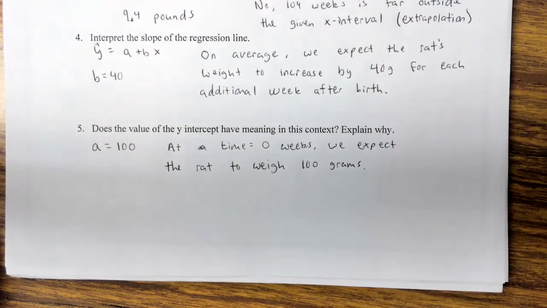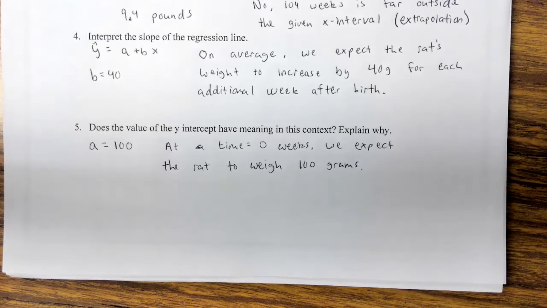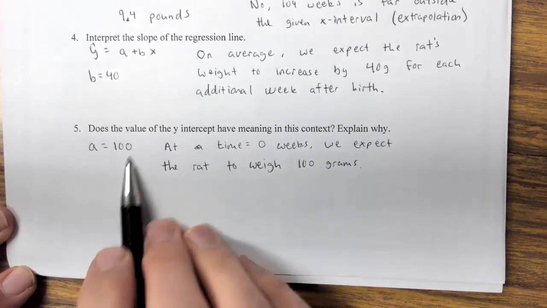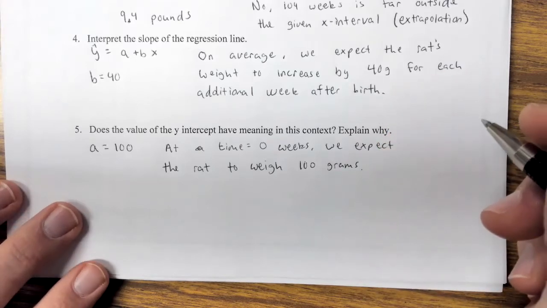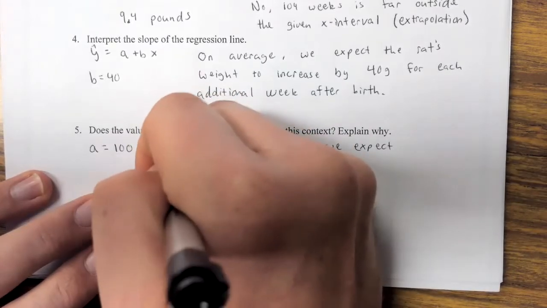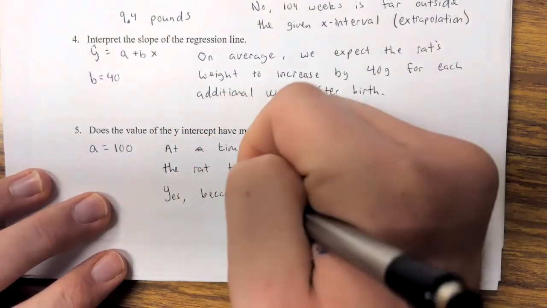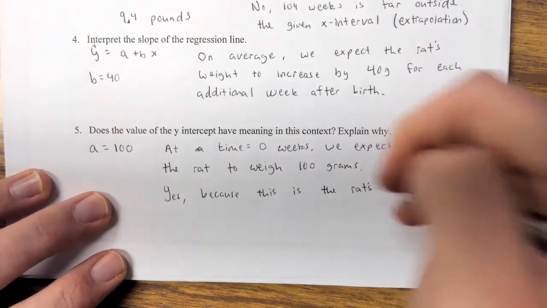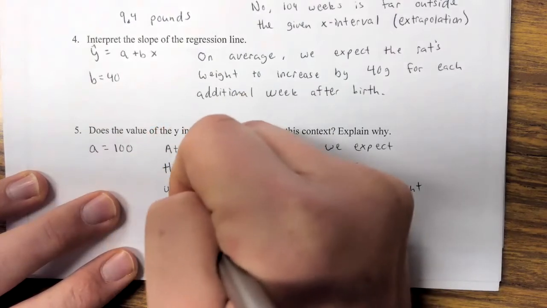So does the value of this y-intercept have meaning? Does it make sense? Is it reasonable to include this point? And I think the answer to this one would be yes, because time equals 0 weeks. That would just be the first recorded weight of our rat. So does the value of the y-intercept have meaning in this context? Yes, because this is the rat's weight. This is the rat's weight at birth.